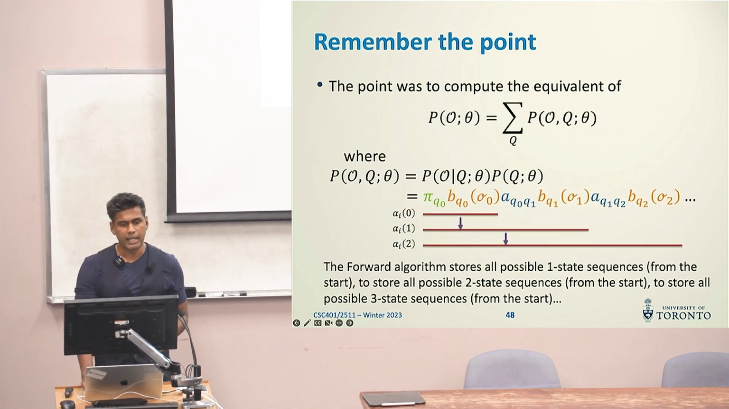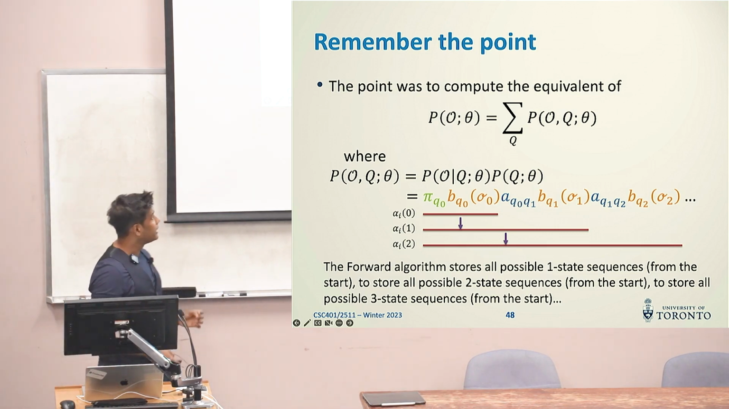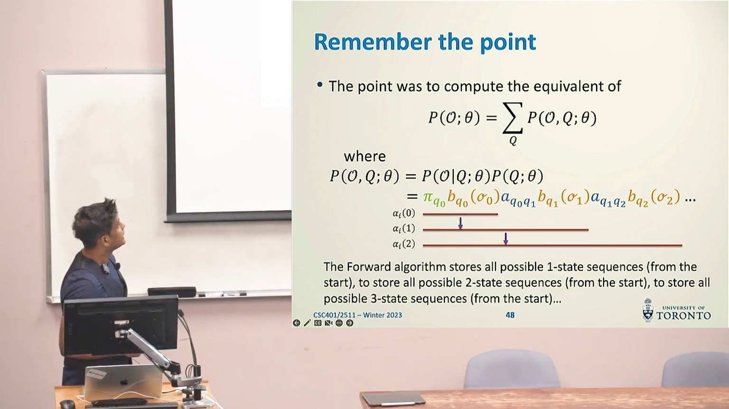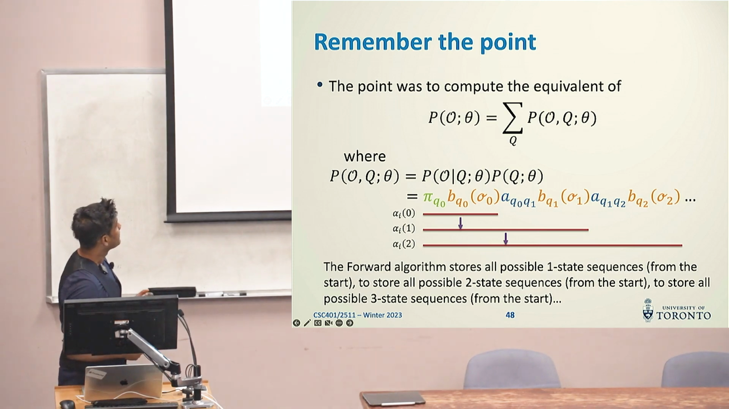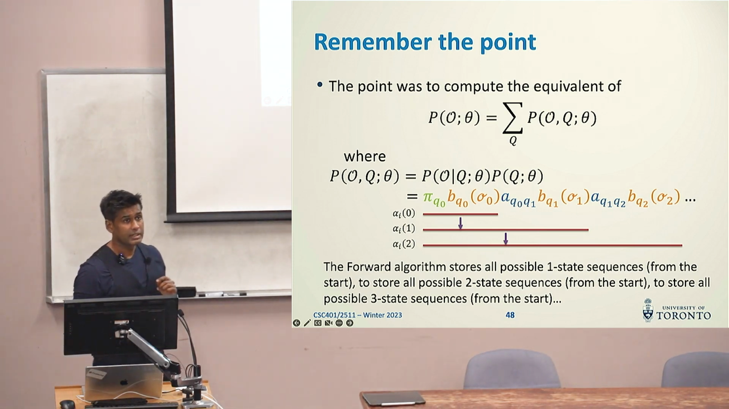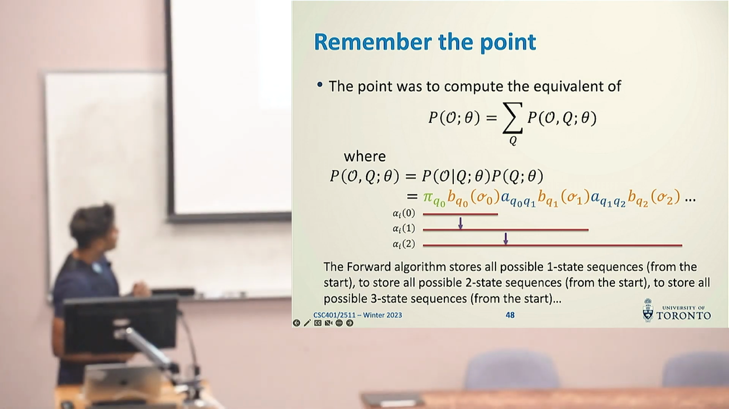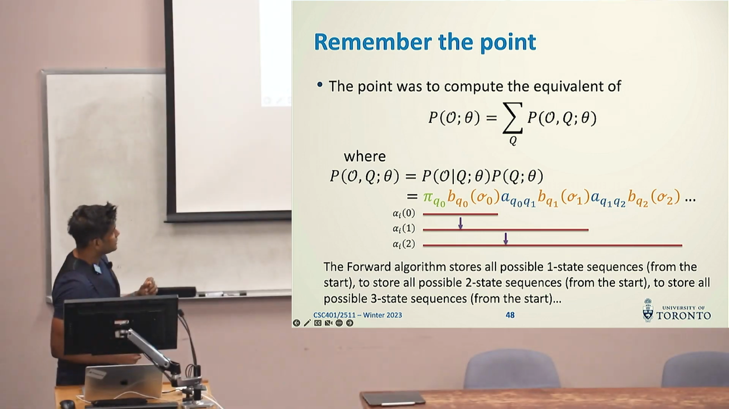So let's recall that in task 1, our point was to calculate observation likelihood. Here is a mathematical formalization of that, and this is broken down using the HMM definition. The joint probability of the observation and state sequence Q can be broken down using pi, which is the initial state probability, the emission probabilities, and the transition probabilities.